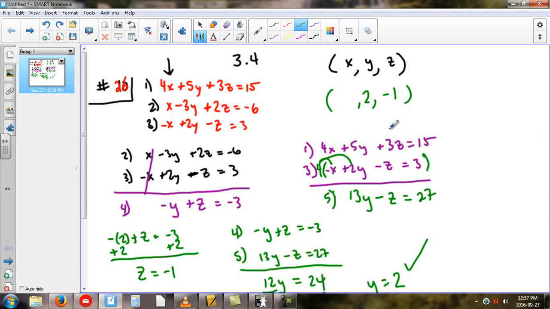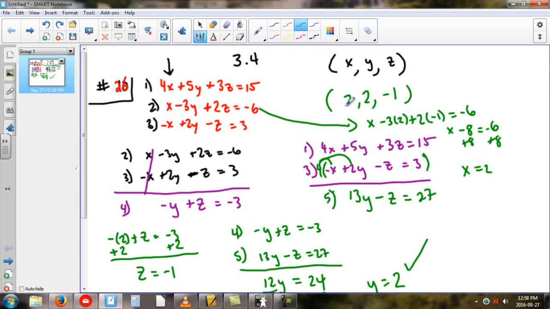And because I know y and z, I can go to any one of these original problems to solve it. I like equation 2. You know, it's one that has x as a single x. So I'm going to say x minus 3 times y is 2 plus 2 times z is negative 1 equals negative 6. This becomes x, this is a negative 6 and a negative 2, that's minus 8 equals negative 6. So I add 8, and I get x equals 2. My final answer would be 2, 2, negative 1.